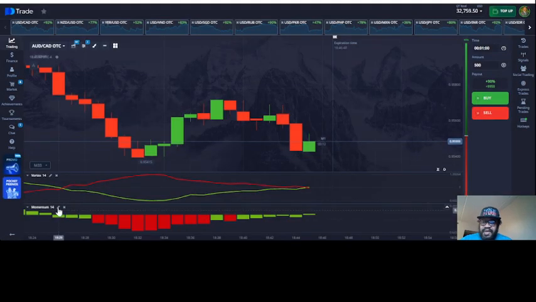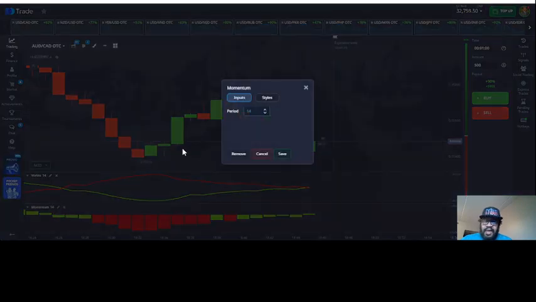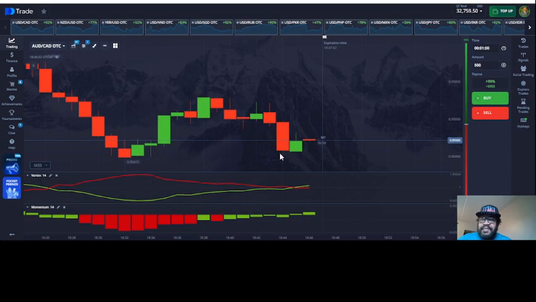And for the momentum indicator, I have the period set also to 14. And in the style settings, everything remains the same. All right, so let's go ahead and save that.